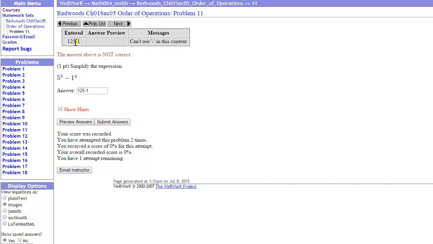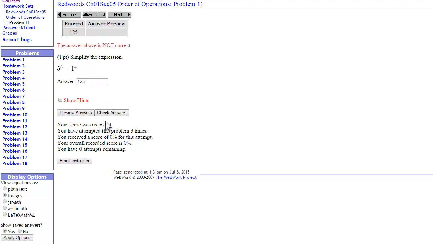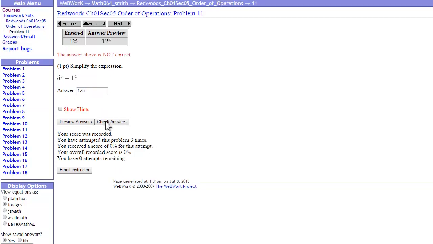It's highlighting the minus 1 because it wants it to be simplified. That's not simplified. The final answer is 125 minus 1, which is 124. And let's just say I mistyped and I hit 125 and I submitted that one. That one was wrong also.